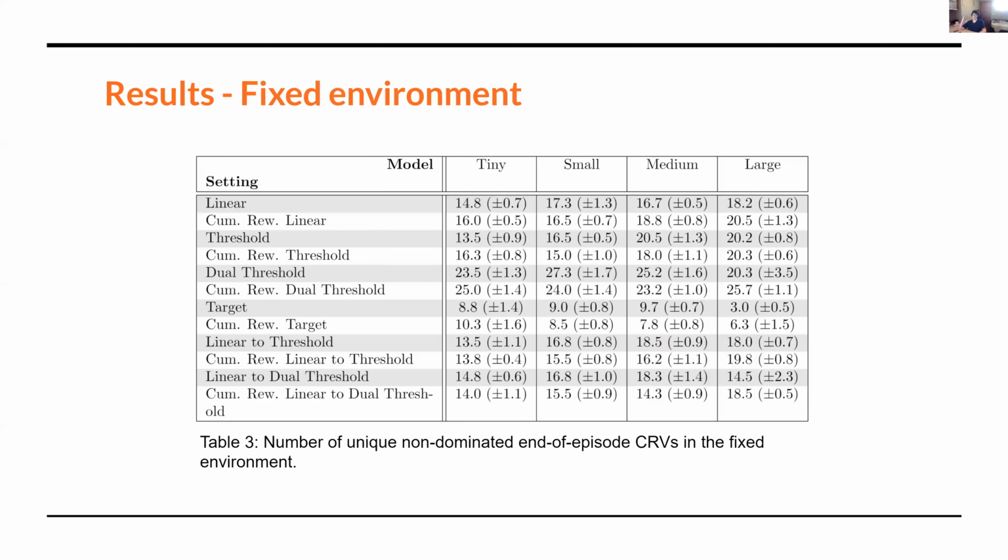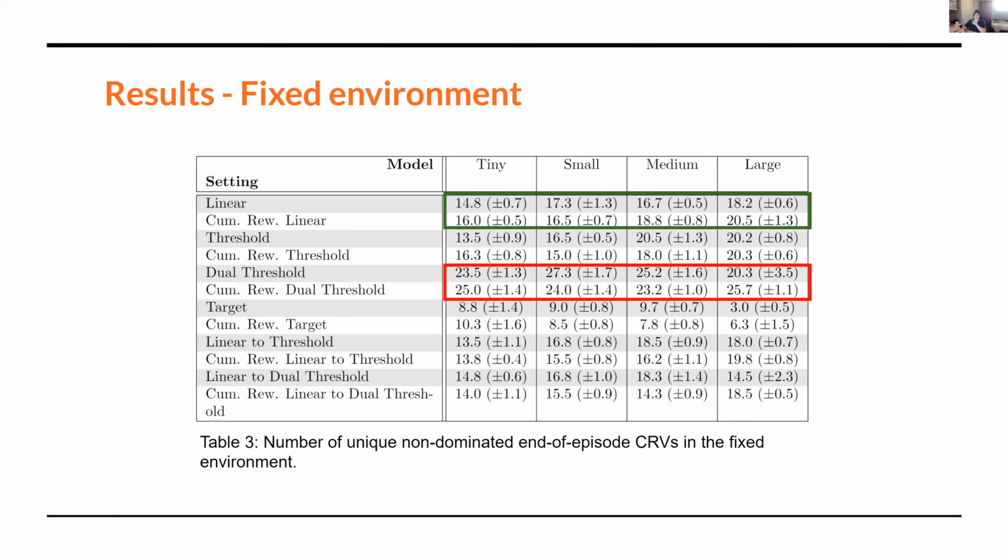The next batch of results has to do with non-dominated end of episode CRVs. So here we're just counting how many different non-dominated end of episode CRVs each agent manages to get. And we can see here that specifically dual threshold agents manage to outperform linear ones. They find more unique non-dominated end of episode CRVs.